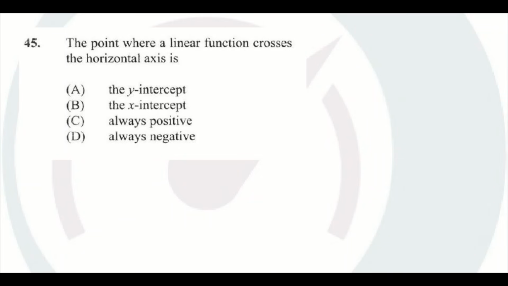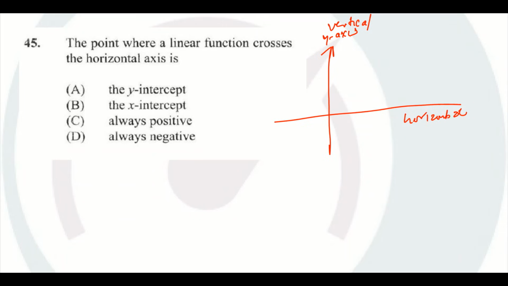Question 45, the point where a linear function crosses the horizontal axis. Now let me just do a quick demonstration here. So we have our y-axis, also called the vertical axis. And then we have our x-axis, which is also called the horizontal axis. So when a linear function crosses the horizontal axis, here we call that the x-intercept.